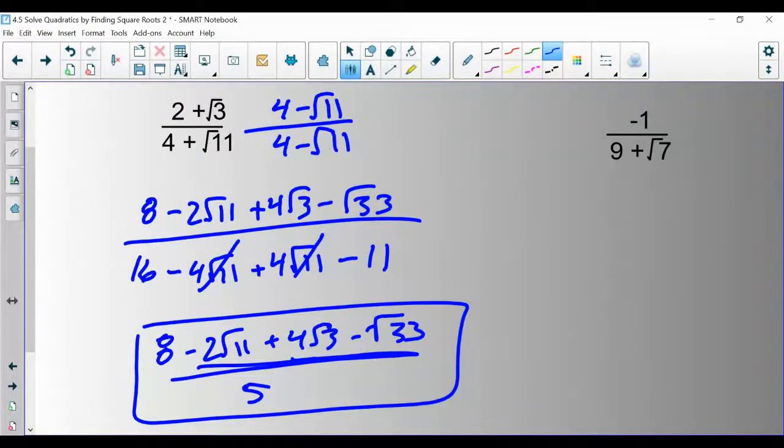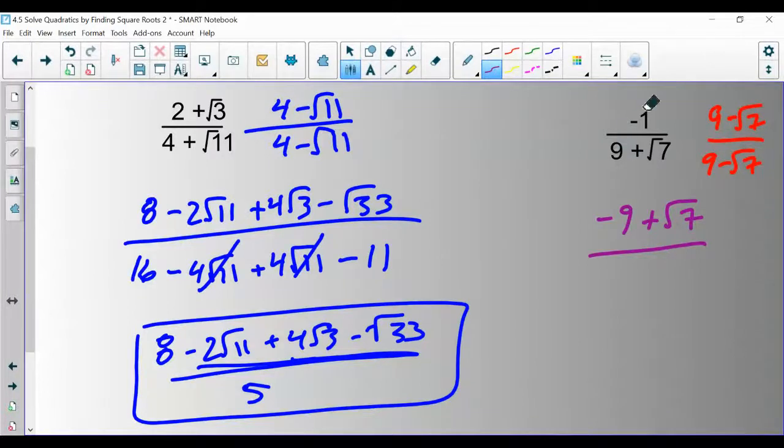Let's do one more of this variety. We are going to have to multiply by the conjugate of the denominator, and the conjugate of the denominator would be 9 minus root 7 over 9 minus root 7. We're going to have to do negative 1 times both of those. Negative 1 just changes the sign, right? Negative 1 times 9 is negative 9. And negative 1 times negative root 7, negative times a negative is positive, and 1 times root 7 is just root 7.